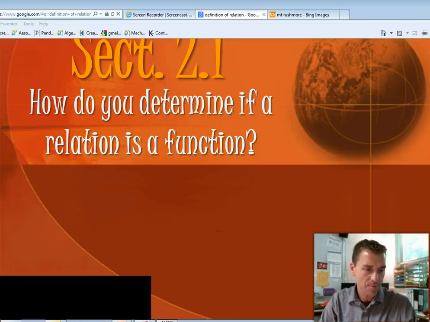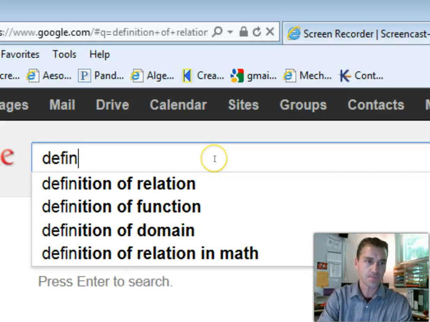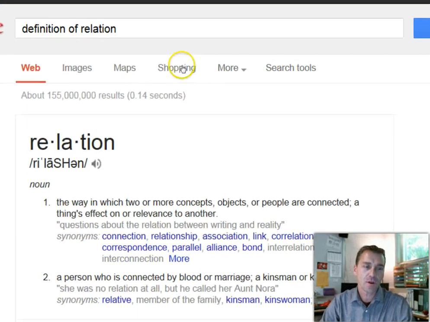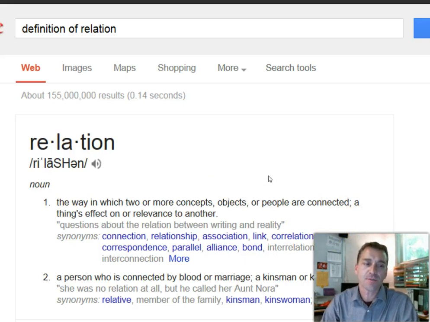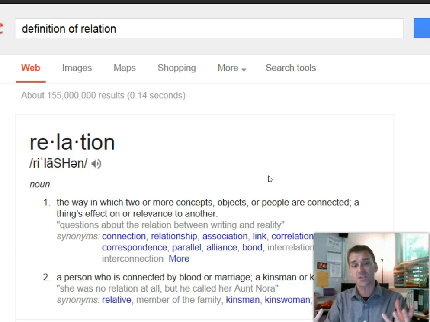Actually, before we do anything, let's do the definition here of relation. So here's what I want you to see. Relation, by definition, straight up Google definition: the way in which two or more concepts, objects, or people are connected. The rest of it you can read, but the first line is important. So when we're talking about relations in mathematics, in algebra, it's the way in which things are connected.